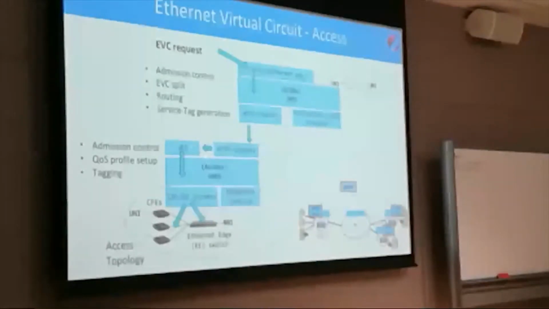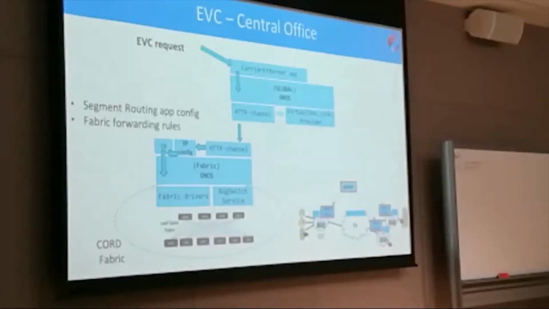And there is an application that translates the forwarding constructs targeting a virtual vSwitch into multiple flow rules for the actual physical devices. So the CPEs and the Ethernet edge for the access topology. The virtual Ethernet edge also applies admission control at the local level and sets up the quality of service profile defined in the Ethernet virtual circuits request.